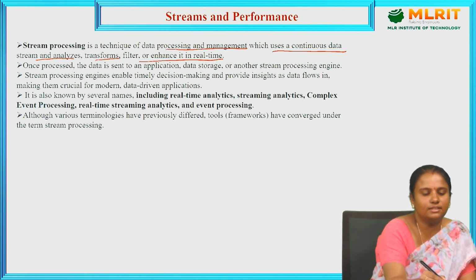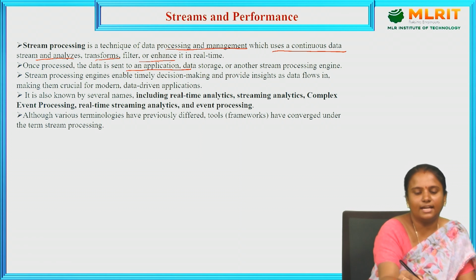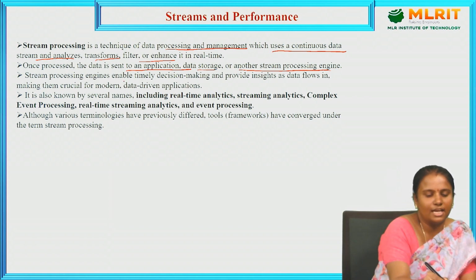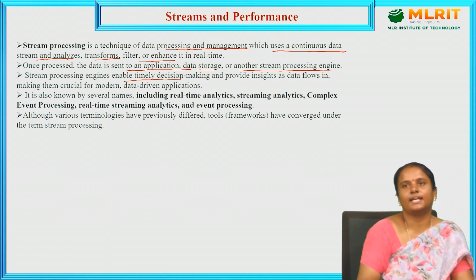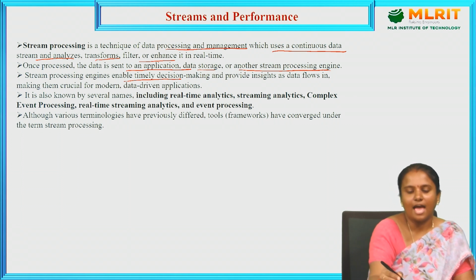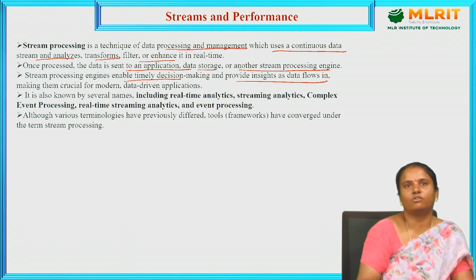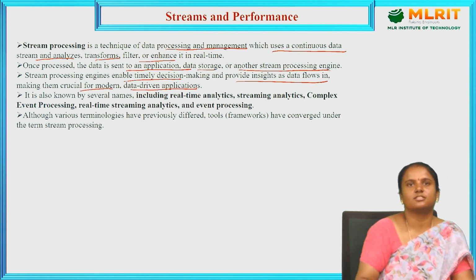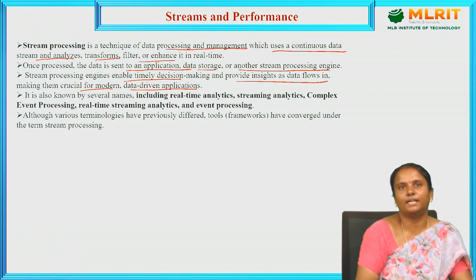Once processed, the data is sent to an application. They can store the data or pass it to another stream processing engine. So it can store the data, retrieve the data, or transfer the data in a specific order. Stream processing engines enable timely decision making and provide insights into data flows, making them crucial for modern data-driven applications.